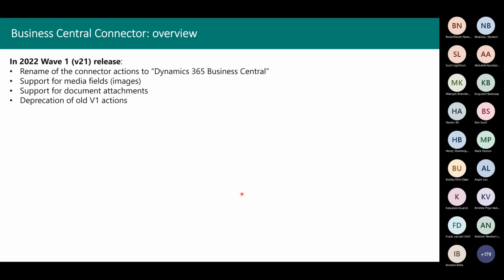It will support media and images, not already, but it will. It supports document attachments, and it deprecates all the version 1 actions. So in the new Business Central connector, you will see all the new actions. The old V1 actions are actually deprecated.